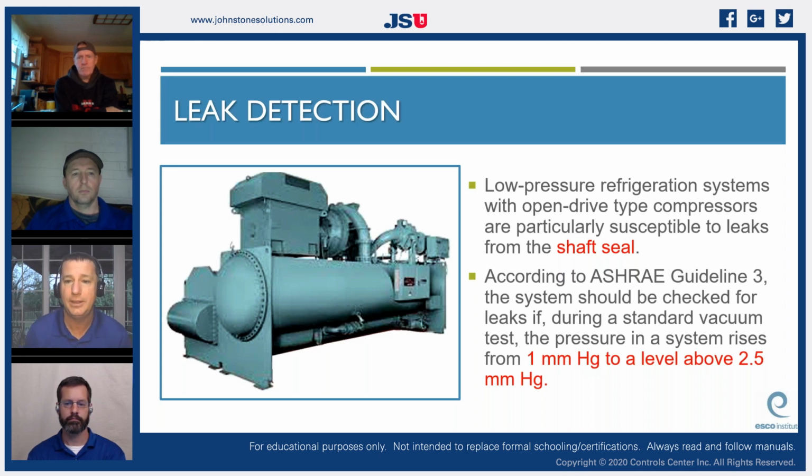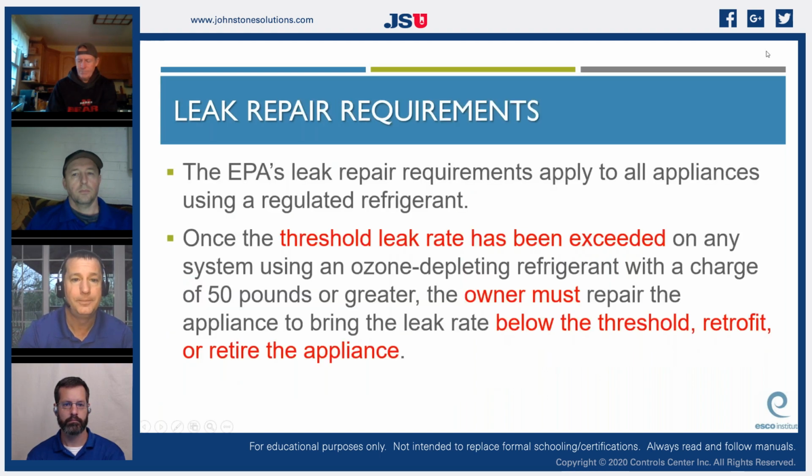So according to ASHRAE Guideline 3, remember, anytime we're talking about air quality and safety, it's going to be an ASHRAE code. So Guideline 3: the system should be checked for leaks if, during a system vacuum test, the pressure in the system rises from 1 millimeter of mercury to a level above 2.5. So they're just saying, if we change 1.5 millimeters, we've got a leak somewhere. If we're doing an evacuation on a system and bringing it down to 250 microns or whatever, and then we look for it to rise and then stop, that's telling us that we've got moisture. If it continues to rise, then we've got a leak. Well, in these low pressure systems, we're not working with such wide ranges as we do in Type 1 and Type 2. So we're just looking for it to rise from 1 millimeter to a level above 2.5. Good numbers to know.